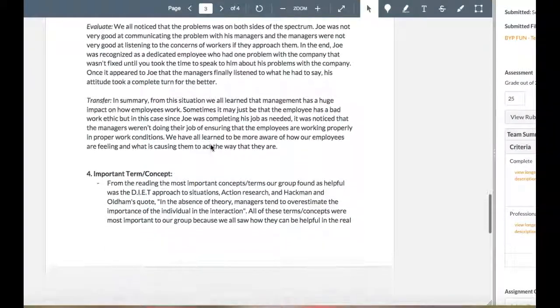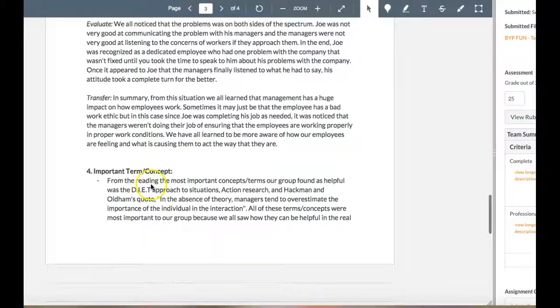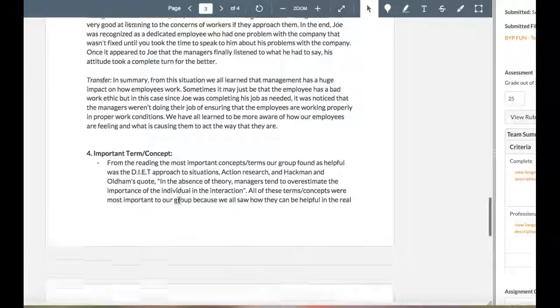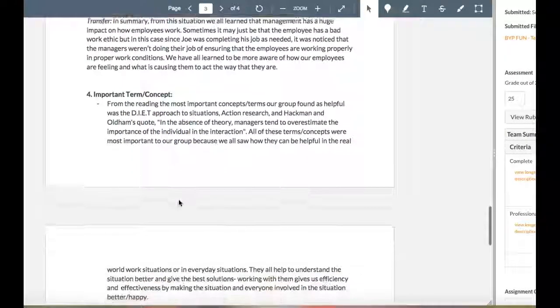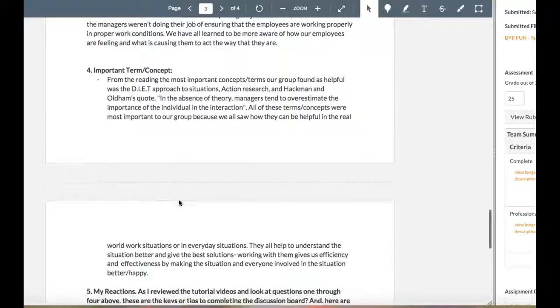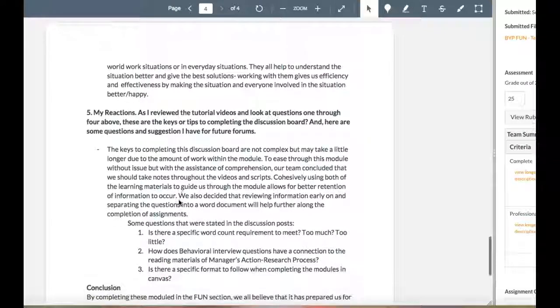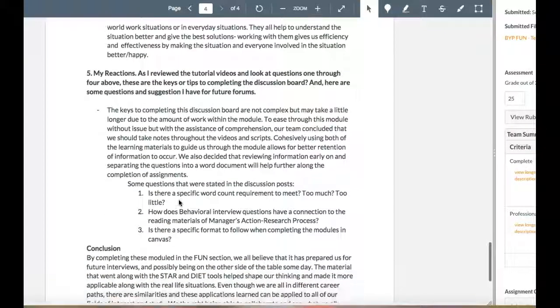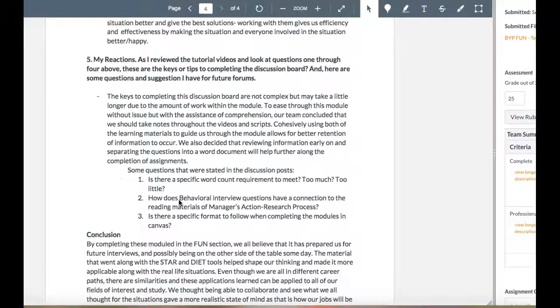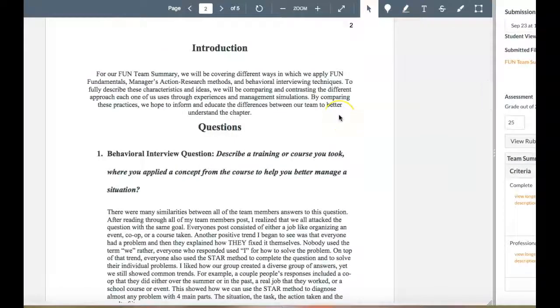Then they talked about DIET being an important takeaway, and I agree. And also Hackman and Oldham's quote on organization as a system. Then they summarized reactions. Nice job, they had a conclusion too. Nice job to BYP. And the second best practice in team summaries is Splash.